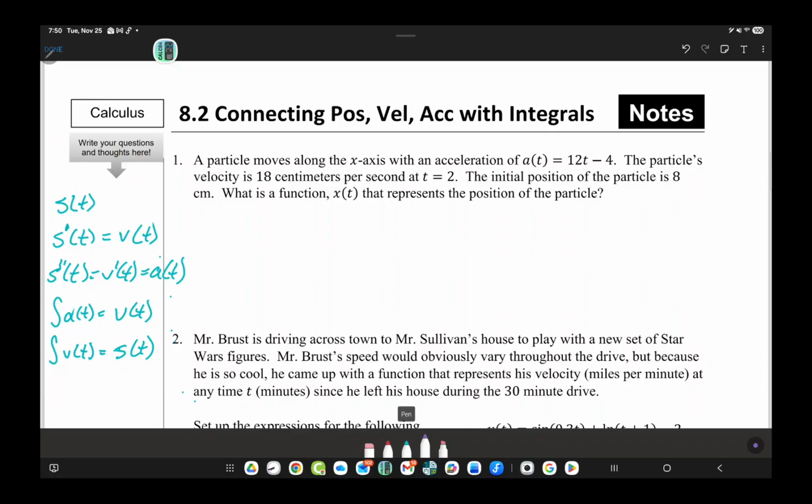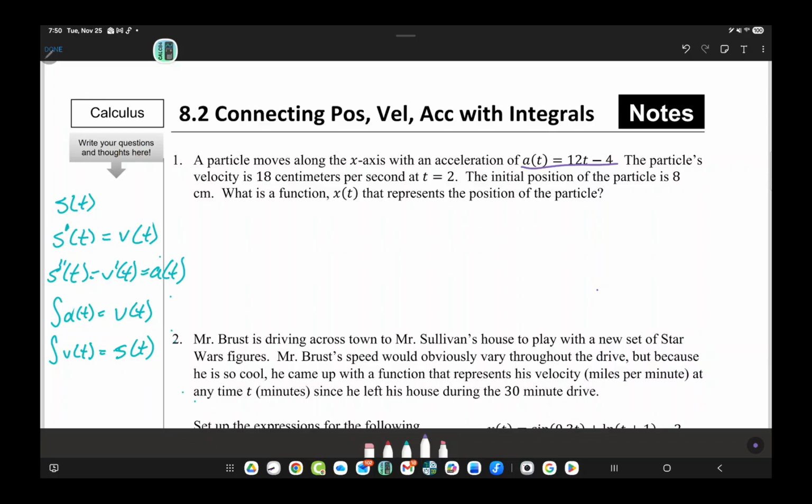So we have a particle moving along the x-axis with an acceleration of 12t minus 4. The particle's velocity is 18 centimeters per second at time 2. The initial position of the particle is 8 centimeters. What is a function, x of t, that represents the position?